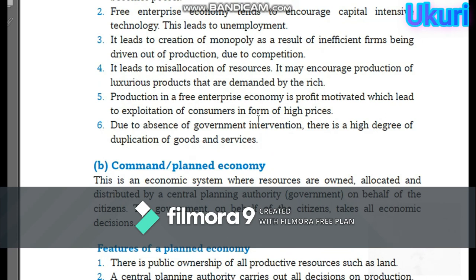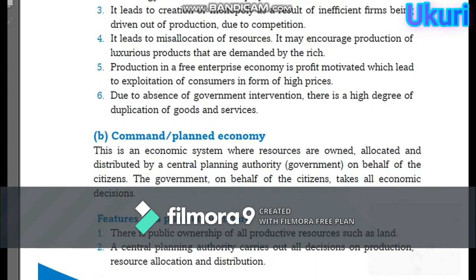Number two, free enterprise economy tends to encourage capital intensive technology. Nona abantu benshi muri free enterprise usanga bakoresha capital intensive technology, ugasanga bari gukoresha abantu kuruta imagine. So it leads to creation of monopoly as a result of inefficient farms being driven out of production due to competition. It leads to misallocation of resources.